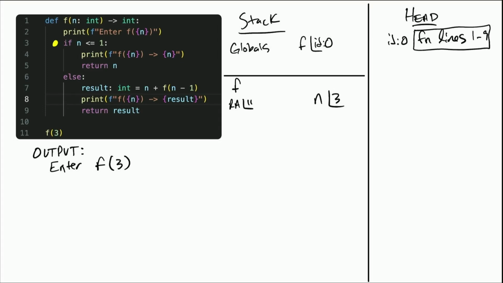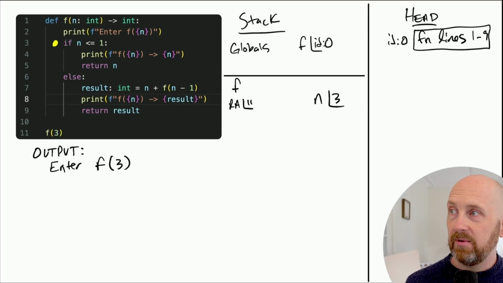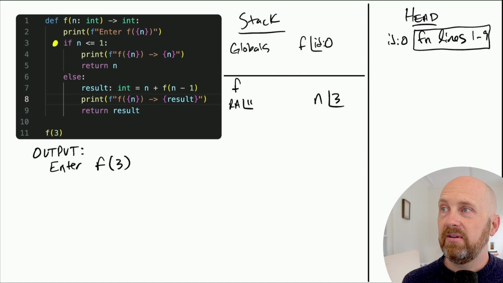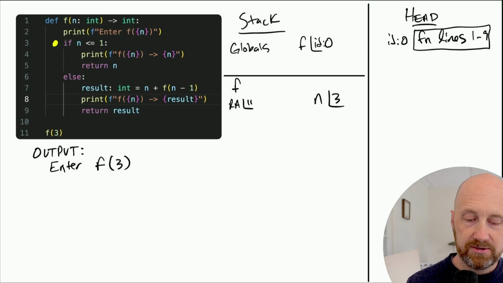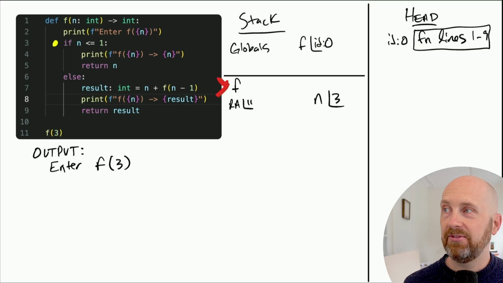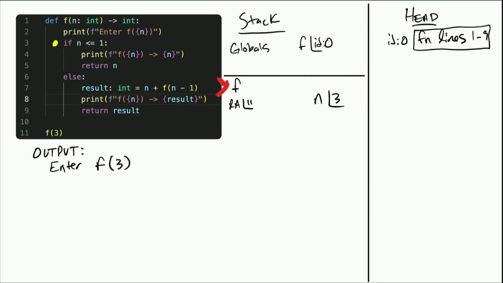All right. So let's step through, and I've already fast forwarded to line 3. We've got the output of entering f where n was 3. And we reach this test: is n less than or equal to 1? In our current frame, which I'll keep track of with a red caret, n is 3 here. So how do we move forward? Well, this is false. So we move our evaluation down to the else statement.